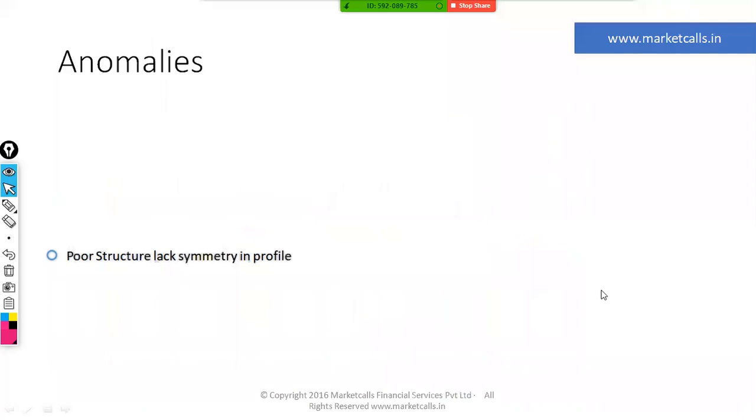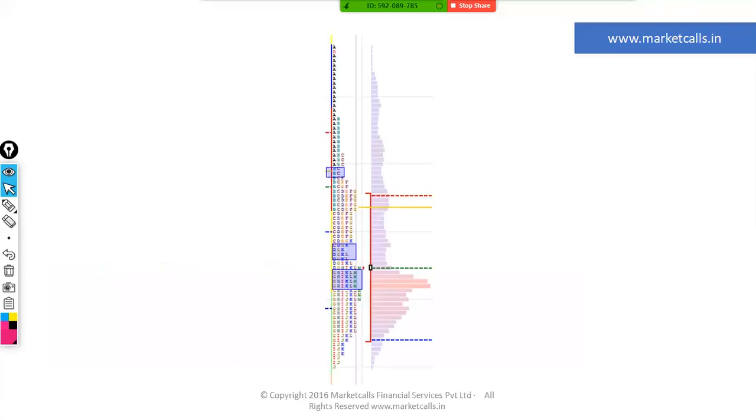Next comes anomalies. Anomalies are interesting setups, which help you avoid emotional trading activity. It helps you assess how emotional a market is. It talks about the profile distribution structure. For example, you look into this example here.